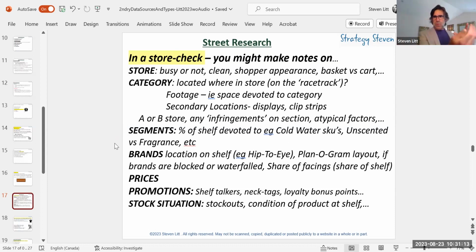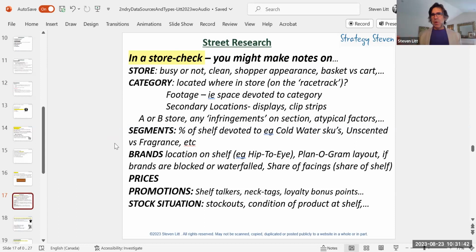Is it on the perimeter racetrack or is it on the internal lower traffic space? How many feet are devoted to it, linear, vertical? Are there any secondary locations? They have, let's say, mint jelly over there in the freezer section above the frozen lamb. Is it an A or B store? Are there any infringements on the section, like a support column in the middle of the section that interferes with the flow? What are the segments of the marketplace?